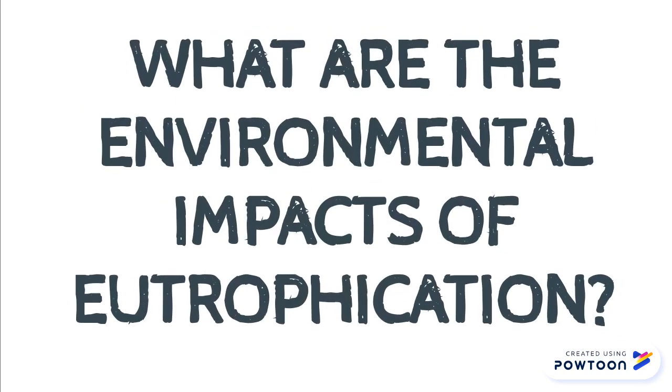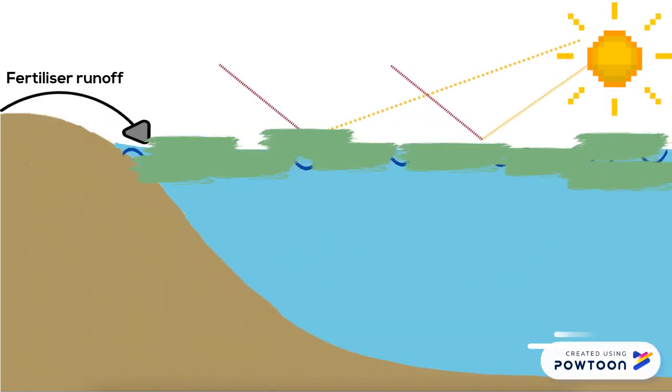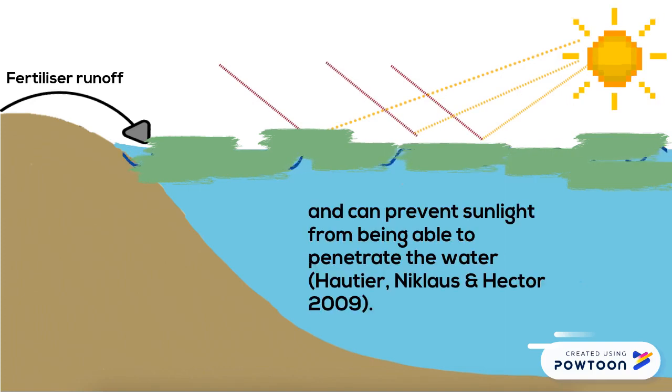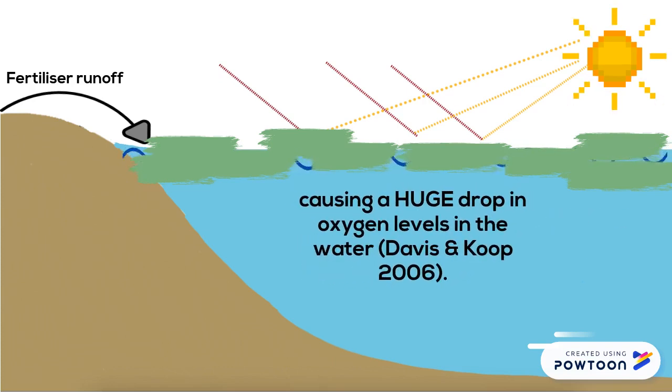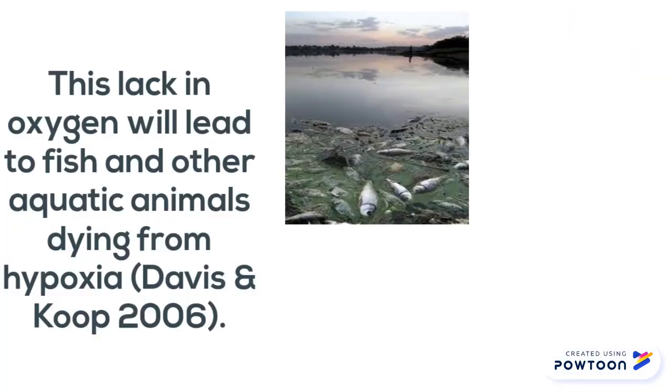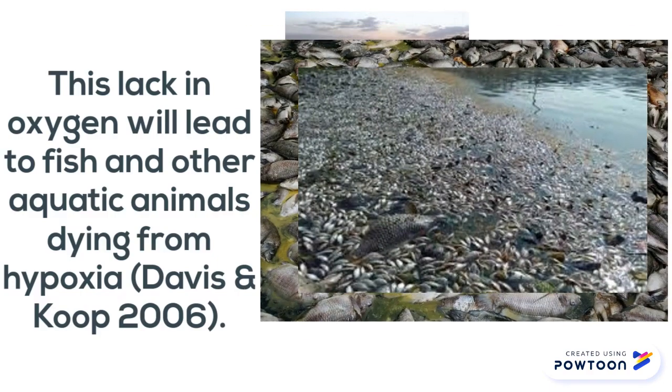So what are the environmental impacts of eutrophication? The algal bloom layers that form can be very thick and can prevent sunlight from being able to penetrate the water. This means that algae and other plants can no longer photosynthesize, which results in a huge drop in oxygen levels in the water. This lack in oxygen will lead to fish and other aquatic animals dying from hypoxia.